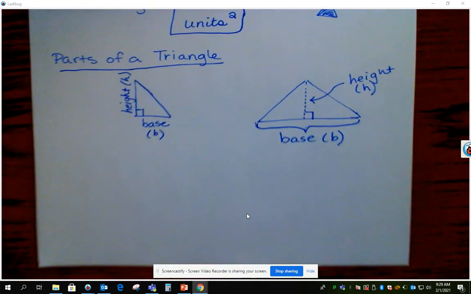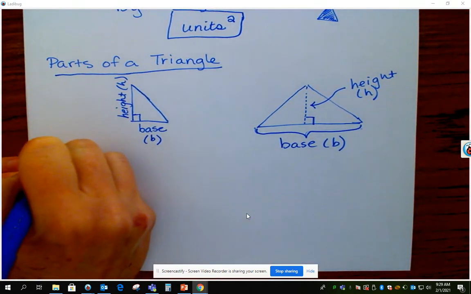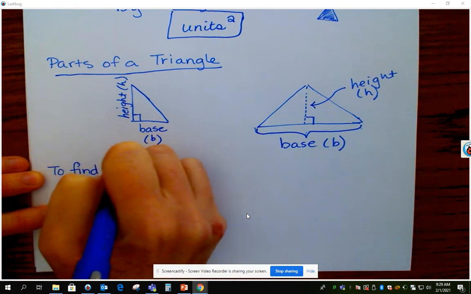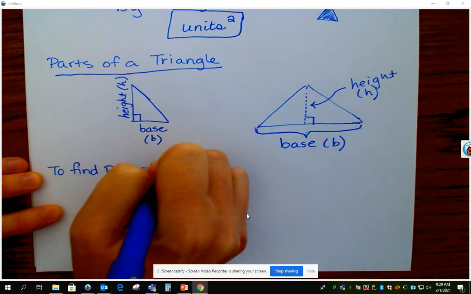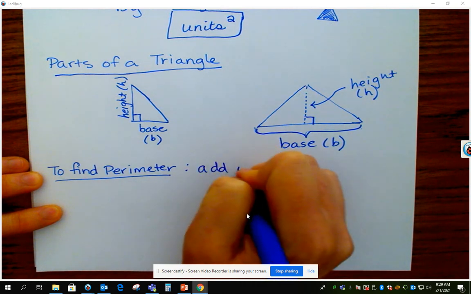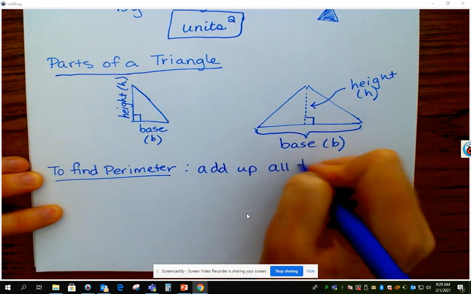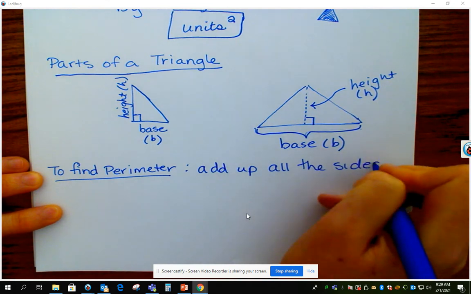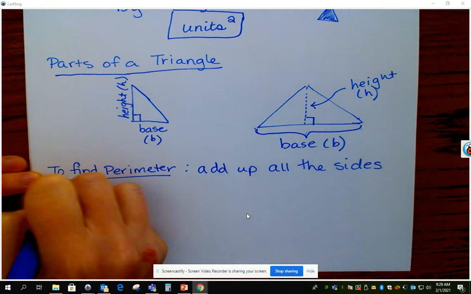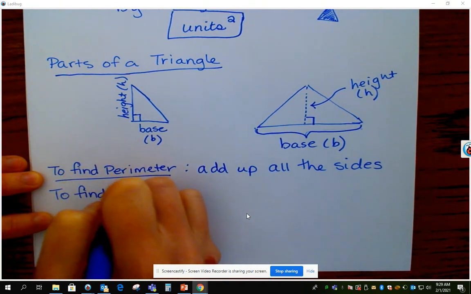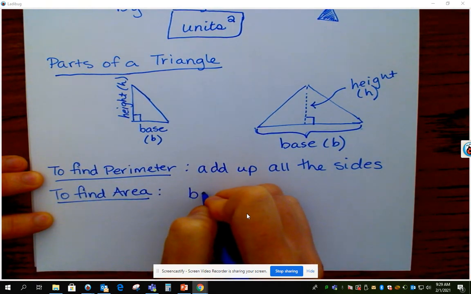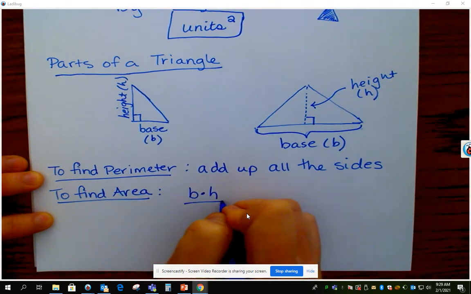All right. Now to find perimeter, we simply add up all the sides, just like other figures that you've done in the past with rectangles and squares and all sorts of things. Now to find the area, our formula is going to be base times height divided by 2.